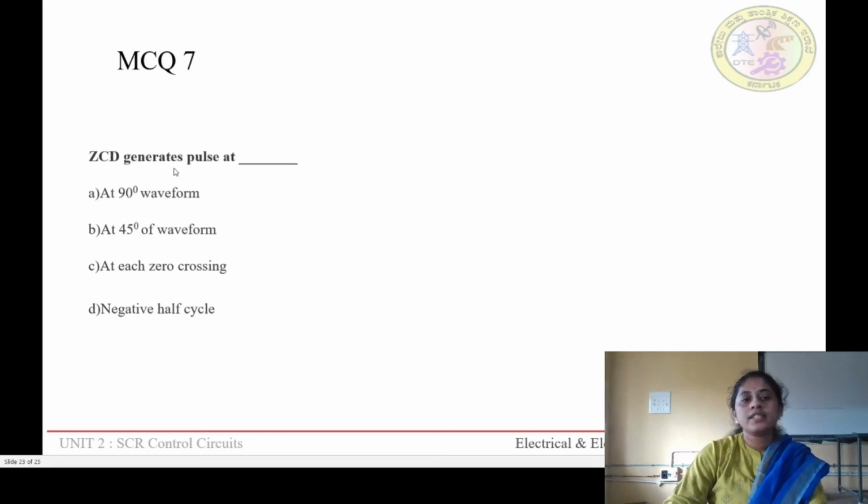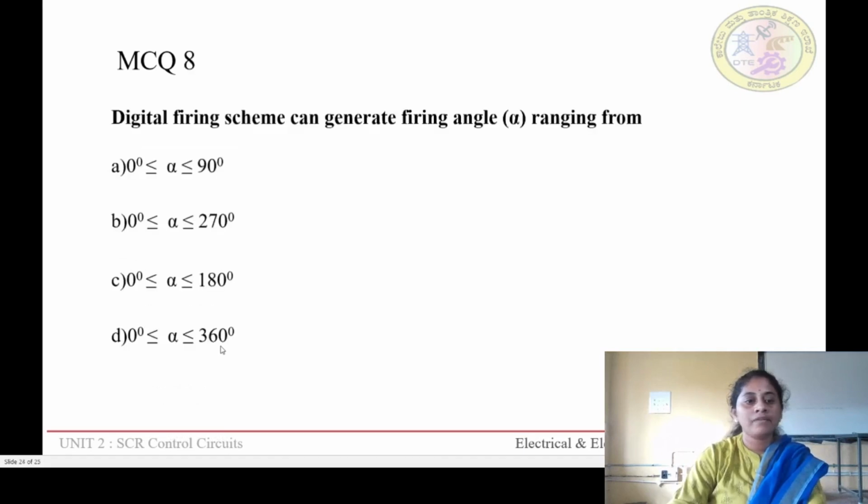Next question, ZCD generates pulses at: option A, 90 degree of waveform. Option B, 45 degree of waveform. Option C, at zero crossing. Option D, negative half cycle. Yes, the name itself indicates ZCD means zero crossing detector. So ZCD generates pulse at each zero crossing, that is option C. The answer is option C.